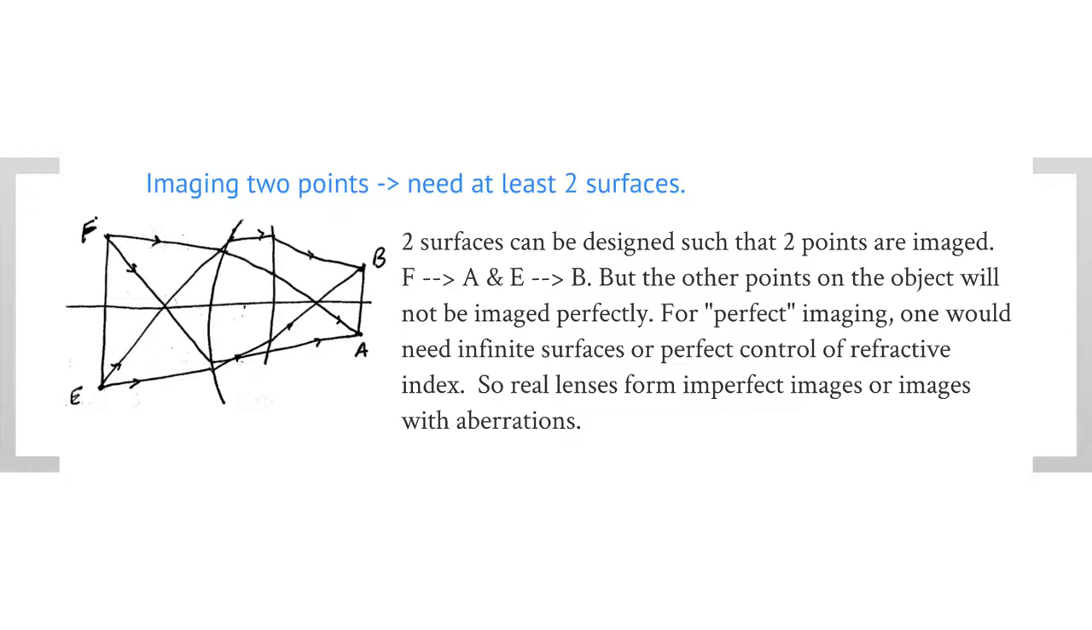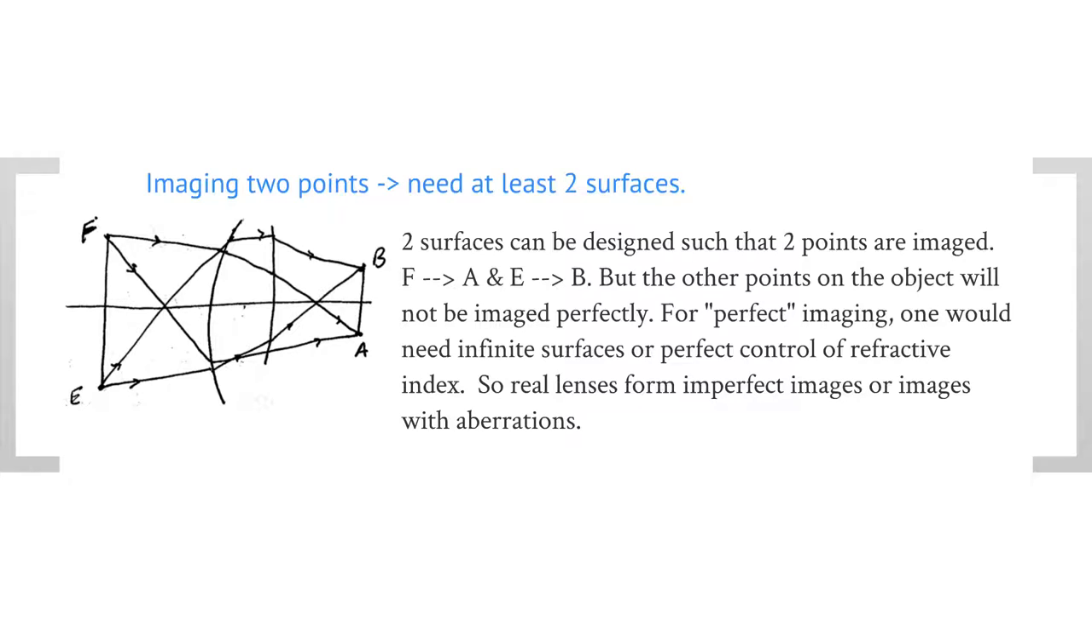But the other question is, what happens to other points? What if I have another point? No luck. The surface is already picked. I don't have a choice. Can't do anything. I need one more surface, and so on and so forth.